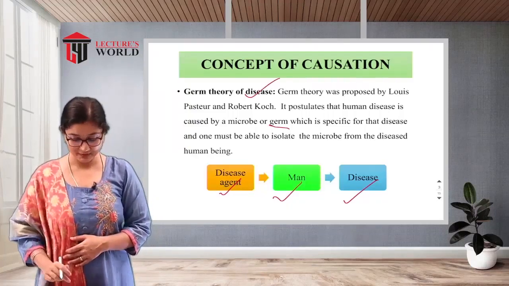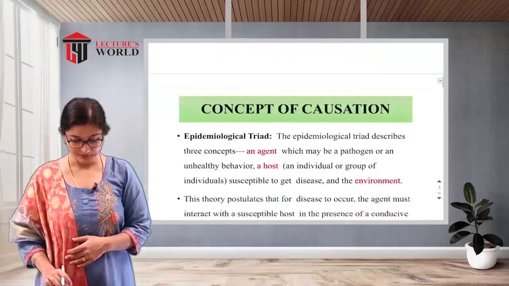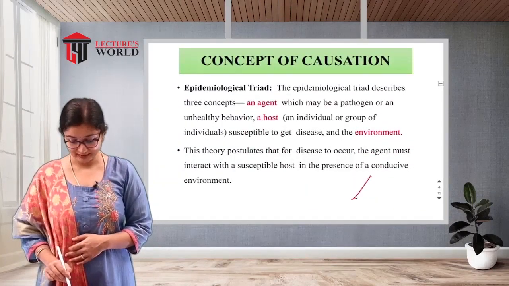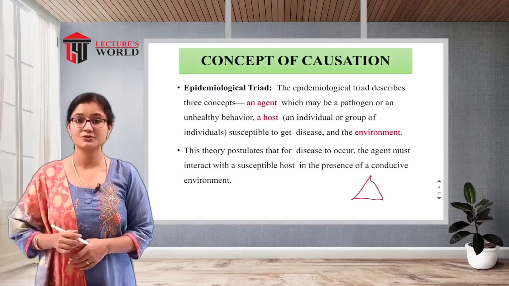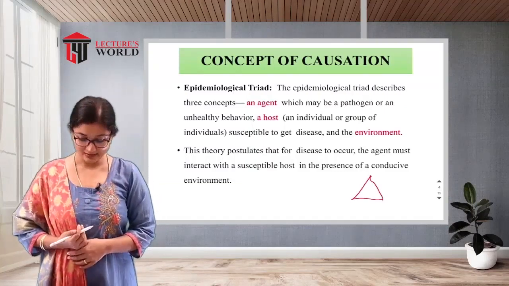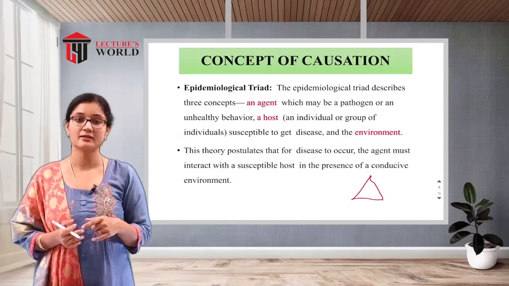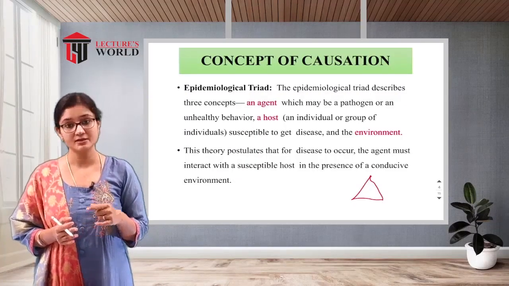The next concept of causation is the epidemiological triad. The epidemiological triad is nothing but a triangle which we always draw. It consists of three main concepts, that is agent, host and environment. Now, what is an agent?